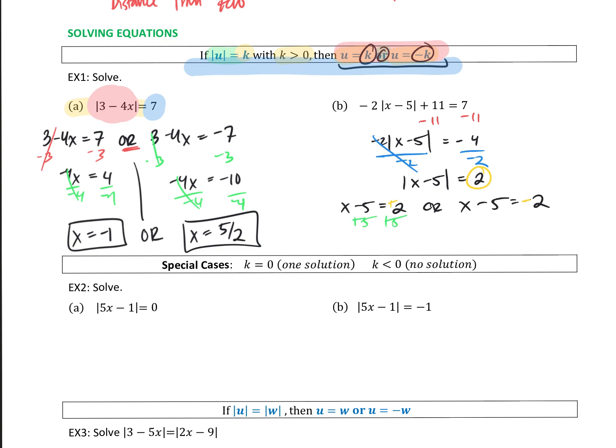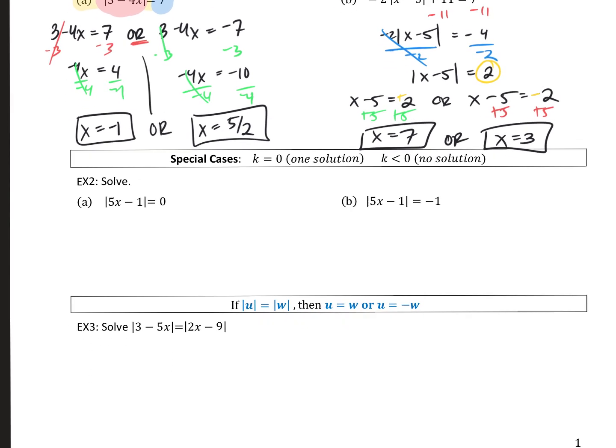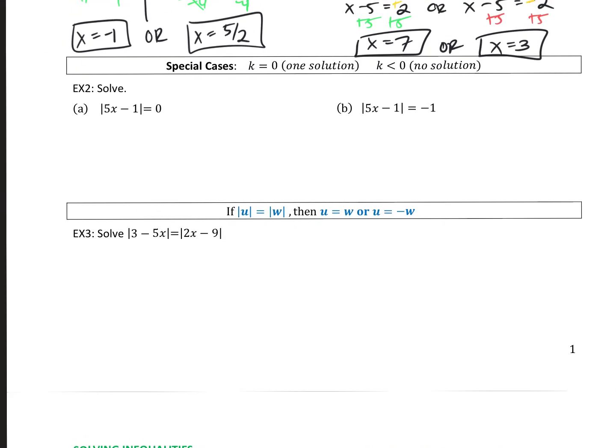Add 5 to both sides, and we get x equals 7. Or, again, remember your OR. Doing the same thing here, adding 5 to both sides, and we have x equals 3. All right, again, important to get your absolute value by itself. So now let's take a look at some special cases.